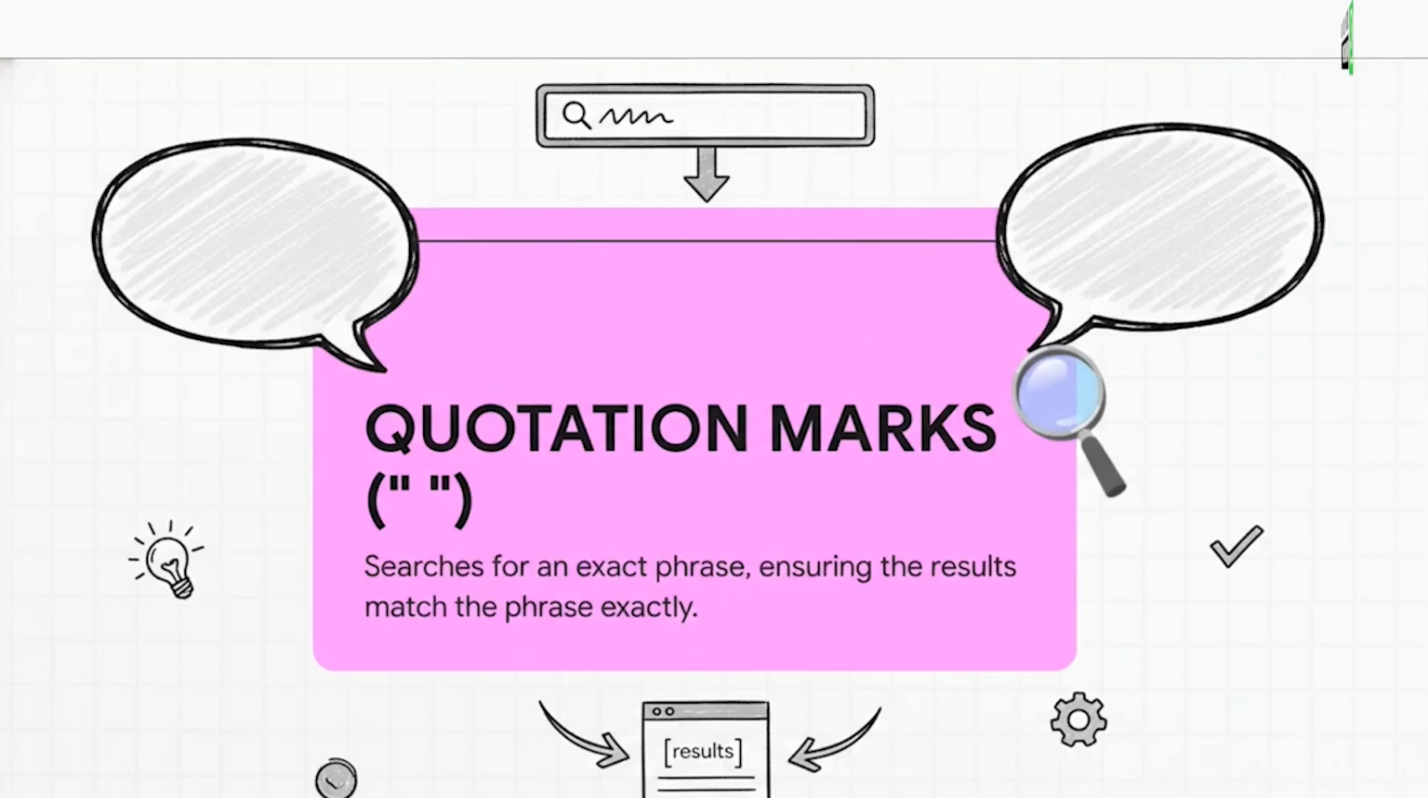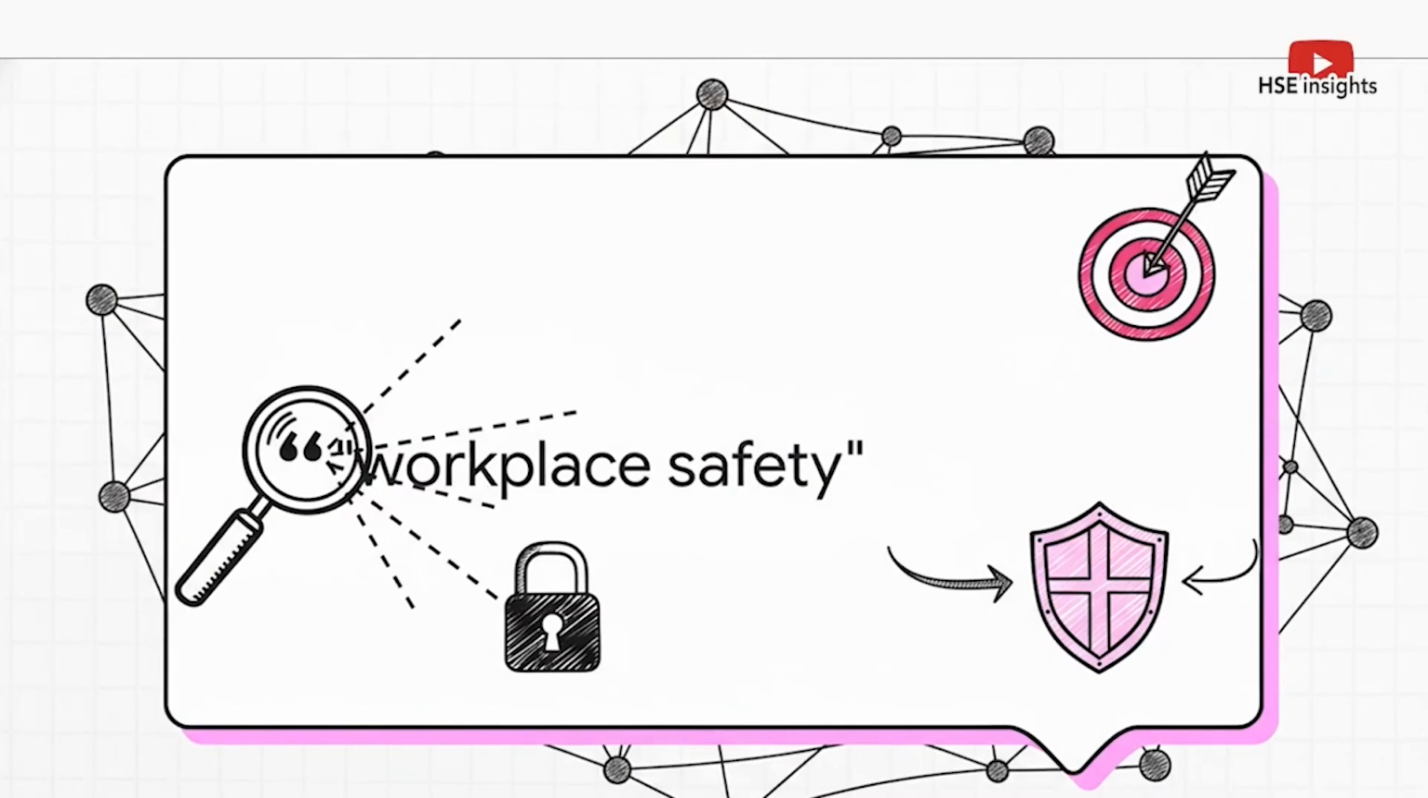Okay, first up, quotation marks. This is your number one tool for precision. Think of it like this: when you wrap a phrase in quotes, you're basically telling Google, hey, listen up. Don't just find these words scattered all over a page. I need them right next to each other in this exact order. It's such a simple little trick, but the result's so powerful. For example, if you search for workplace safety inside quotation marks, you completely eliminate all those useless pages that just happen to mention workplace over here and safety way over there. No, you only get results where that exact two-word phrase appears side by side. For finding specific concepts, this is an absolute game changer.